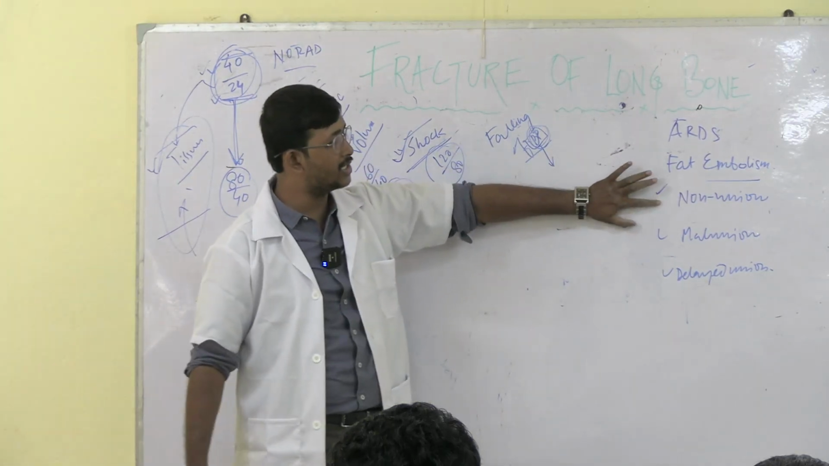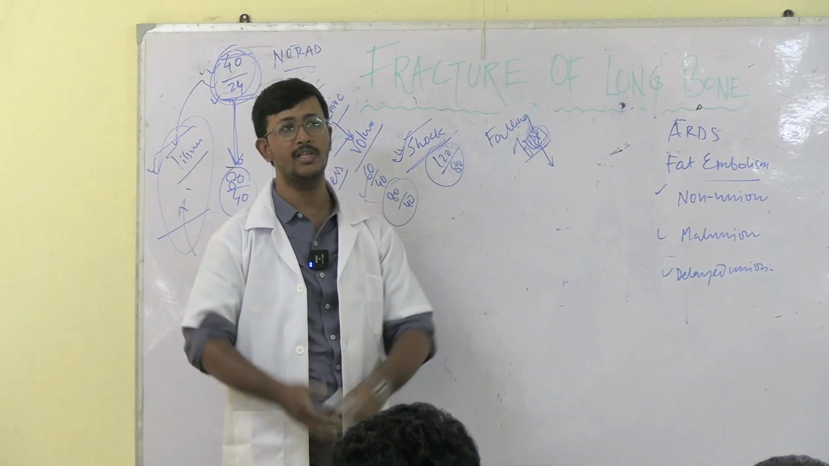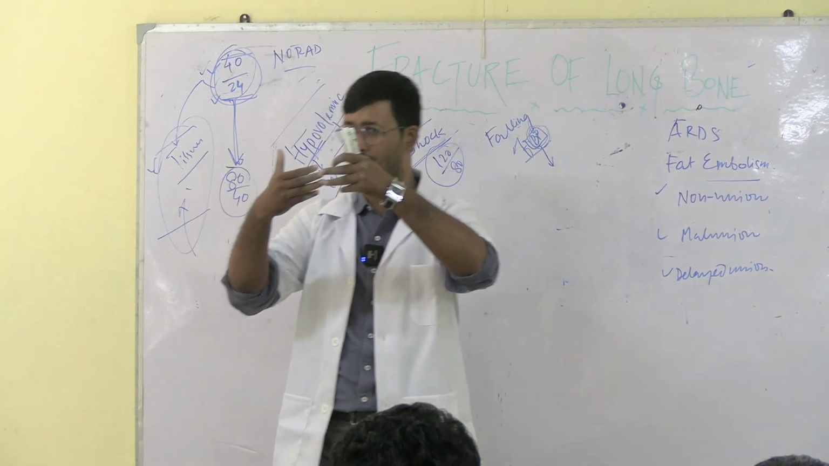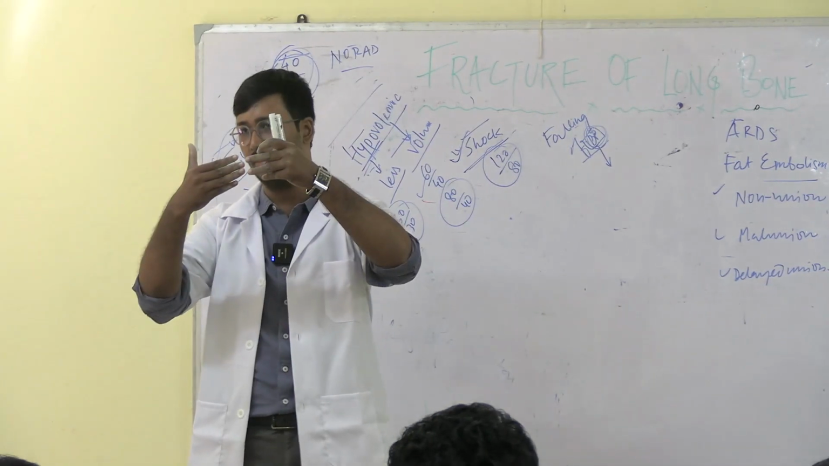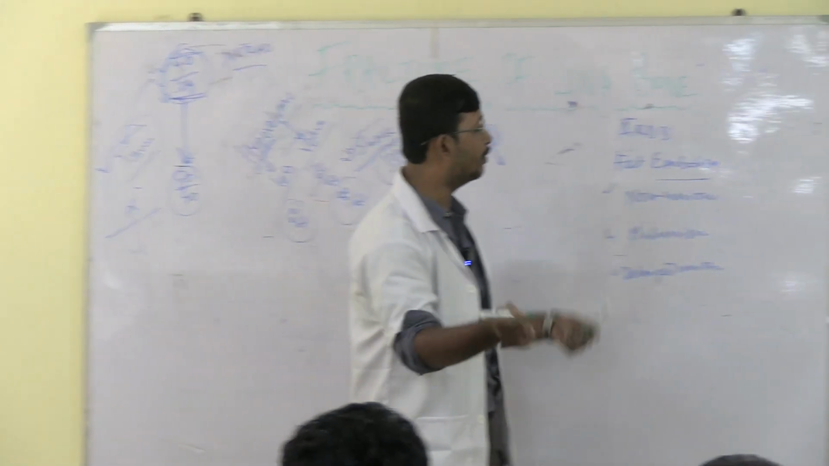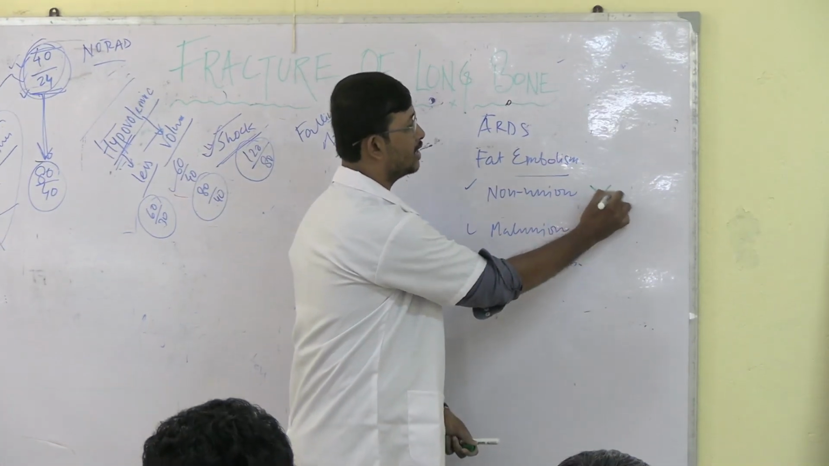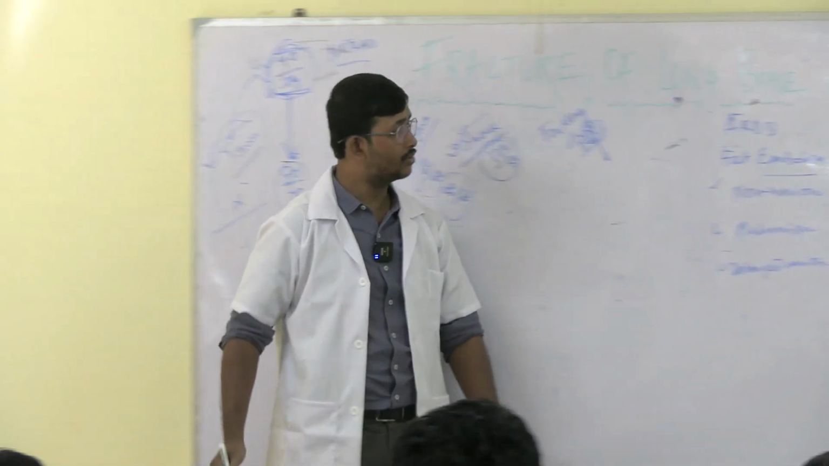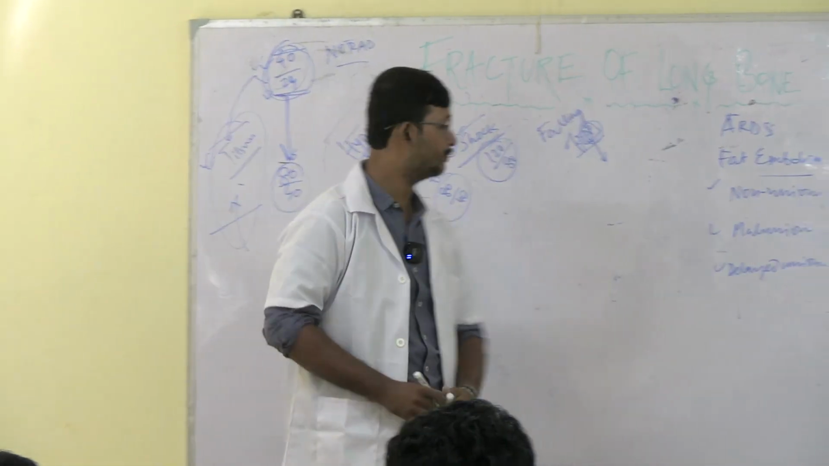In late complications there can be non-union. Non-union means you did all the things but the bone has not united. The bone is still broken, and we can declare a bone as non-union if it does not heal for more than 6 months. If after 6 months the bone has not healed, we call it a non-union bone.